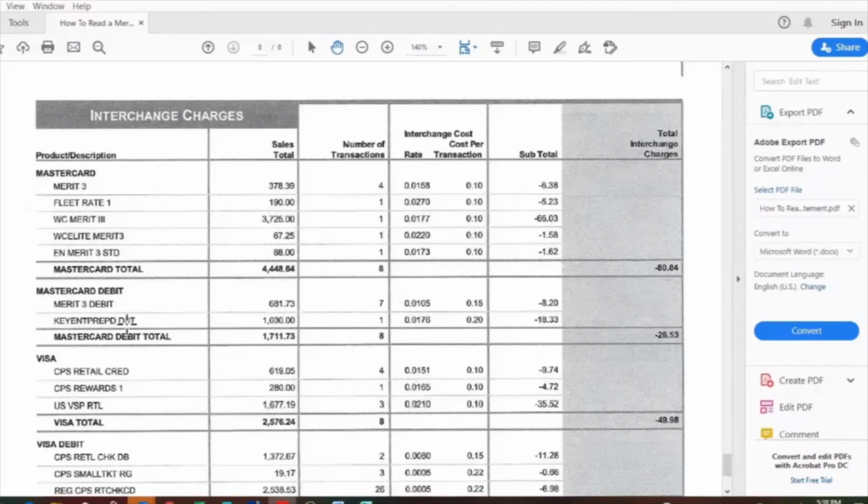Here's a debit card run as a credit card, key entered debit card, 1.76 and 20 cents. Under Visa, here's a rewards card it was swiped at 1.65%. A VSP card, some kind of corporate card, 2.1%.